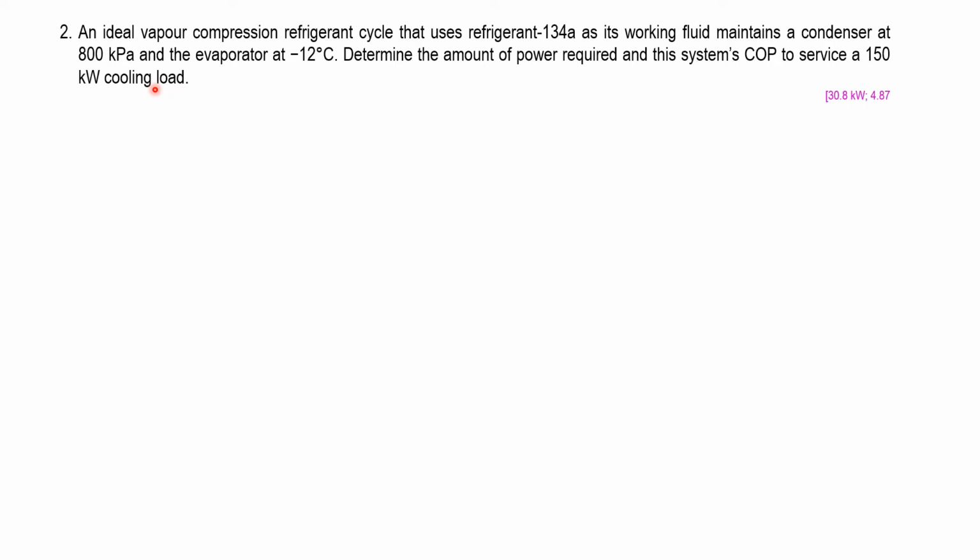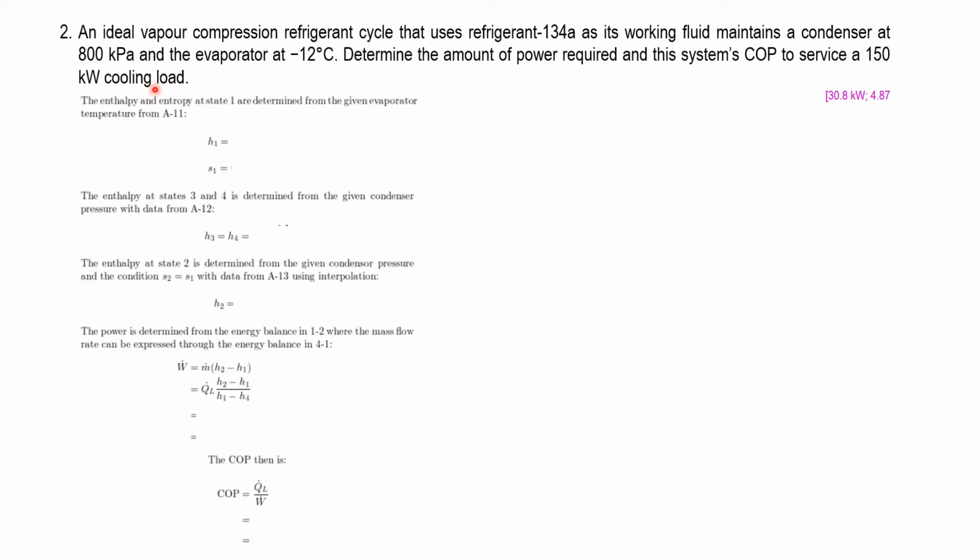Here I'm not going to draw the TS diagram for you. Based on the example given in question 1, you should be able to draw out your own TS diagram, right? So I'll give you the skeleton of the solution again. Here you need to find again as usual H1, H2, H3 and H4, right? So this is the skeleton. Now enthalpy and entropy at state 1 are determined from the given evaporator temperature.